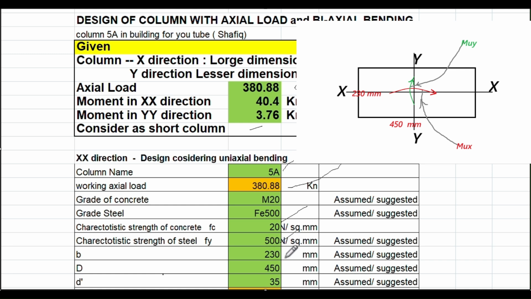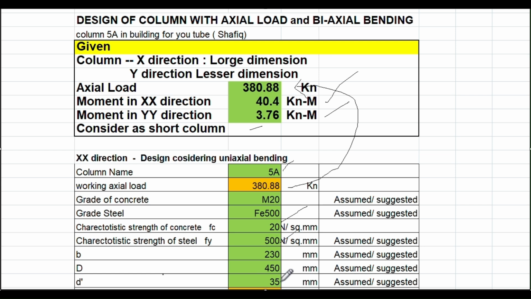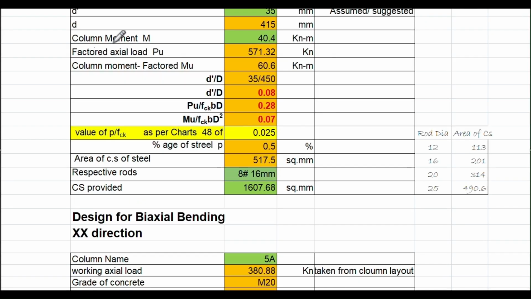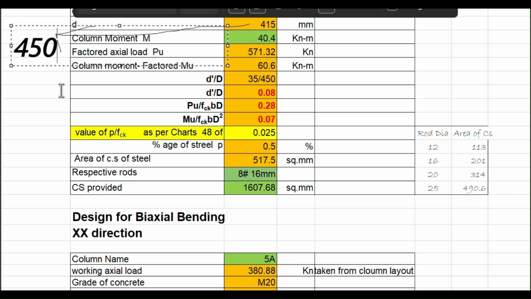We are assuming the column width as 230 mm and depth as 450 mm. And d dash means the cover to reinforcement. We are considering this as 35 mm. The cover to reinforcement is 35 mm, we have given here. These are assumed. D, the effective depth, is 450 minus 35, equal to this much.